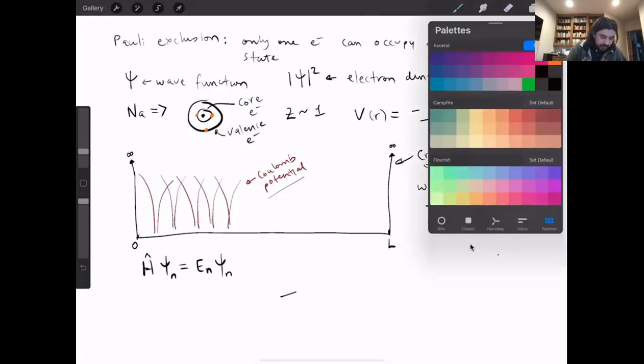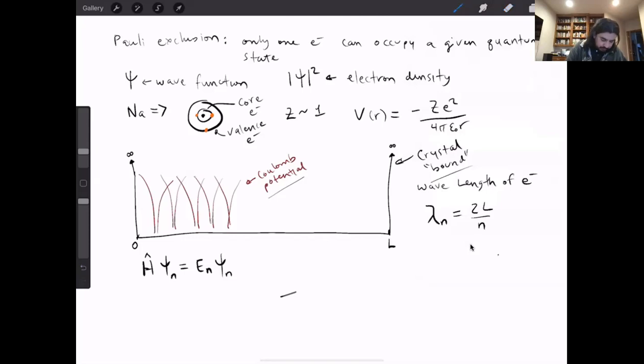All right, so let me color it. Your electron has to be 0 here and has to be 0 here. So your electron wave has a wavelength that is given by this value, the wavelength right here. And that means that we also know, given this.